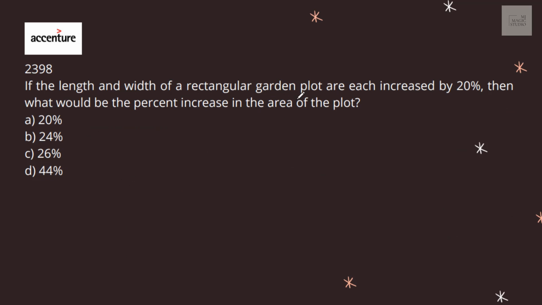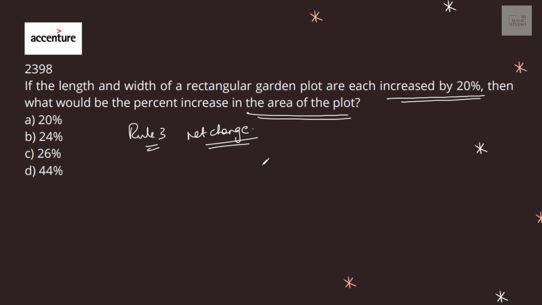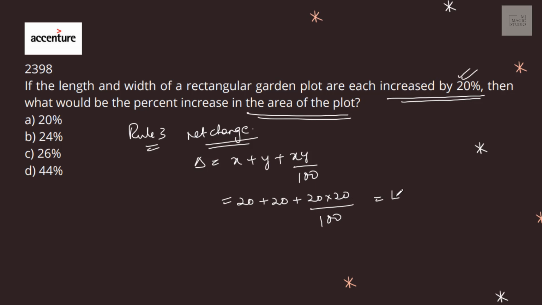If the length and width of a rectangular garden plot are each increased by 20%, then what would be the percent increase in the area of the plot? Here also we can use our rule 3, that is our net change formula that we have discussed already in 2396. The formula says the net change is given by x plus y plus xy by 100, and here x and y both are 20%. Length is increased by 20%, width is also increased by 20%. So it gives overall 44%. So the percentage increase in the area would be 44%. That is option D.